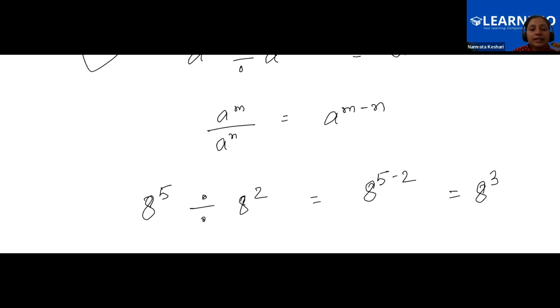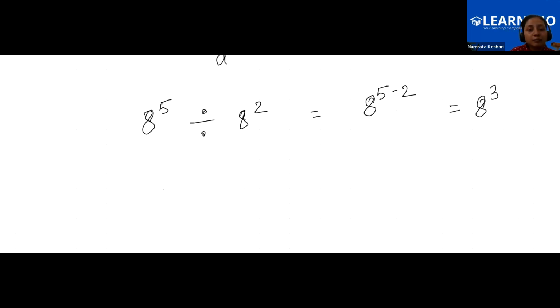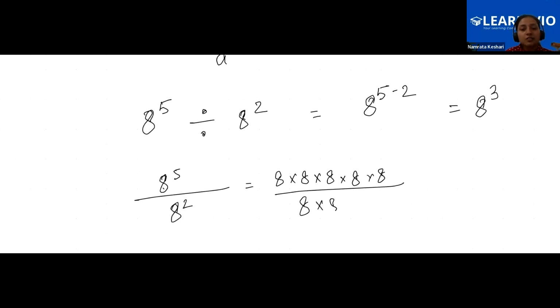It exactly came from this concept: 8 to the power 5 divided by 8 to the power 2. Now 8 to the power 5 means 8 multiplied 5 times, and 8 to the power 2 means 8 multiplied 2 times. If you do the cancellation, can you see 3 eights we are getting? That means 8 cube.